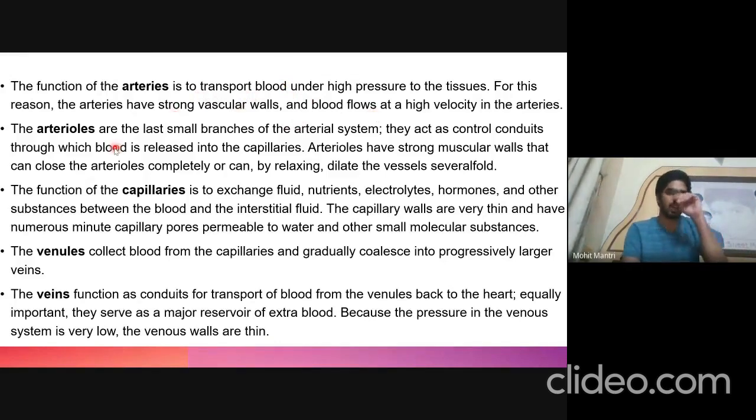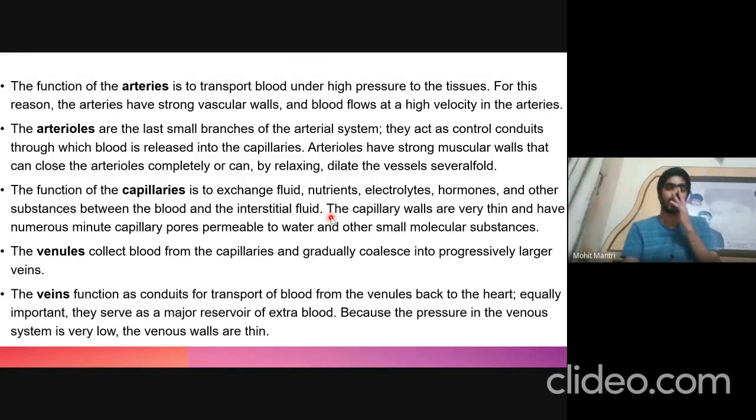arteries. Then comes the arterioles. Arterioles are the last small branches of the arterial system. So the arteries will further branch into many different smaller arteries, and then in the end it will form arterioles, after which the capillaries will start.